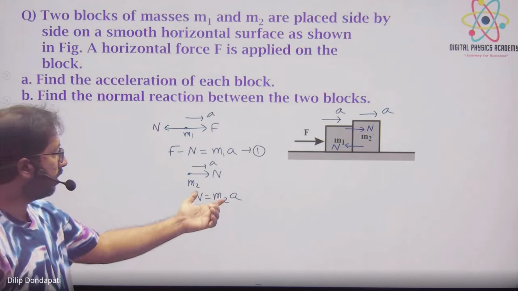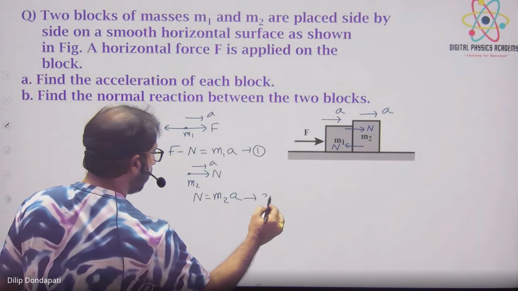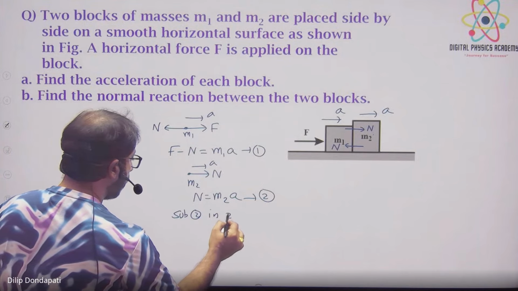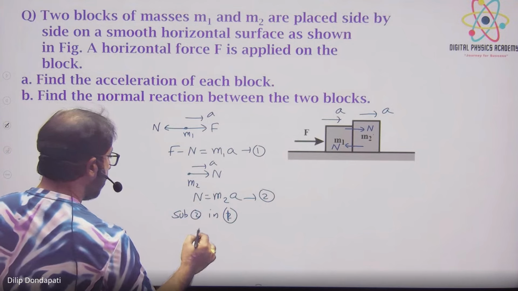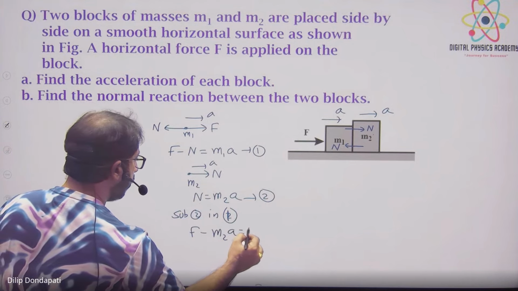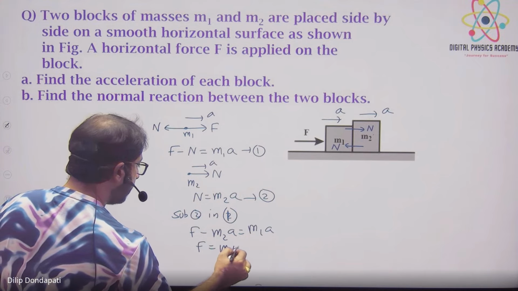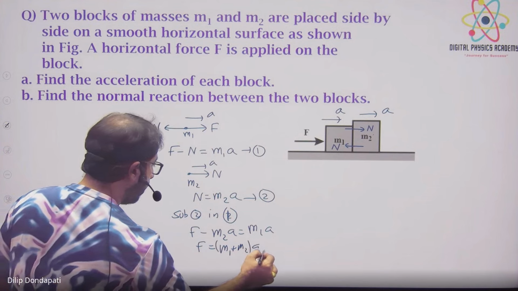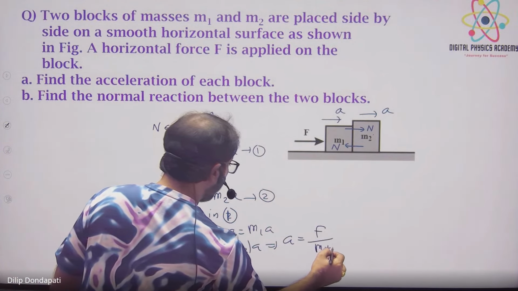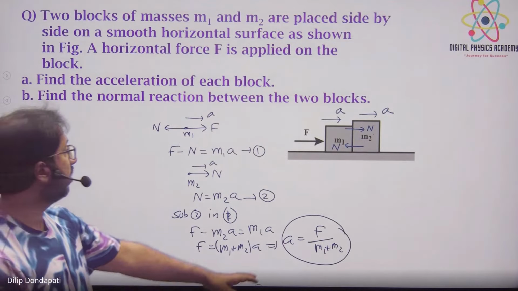So then if I substitute this n value here in the first equation, substitute 2 in 1. So क्या होगा? Tell me. F minus m2a is equal to m1a. Therefore, F is equal to (m1 plus m2) into a. Therefore, a is equal to F by (m1 plus m2). This is the acceleration of the block.